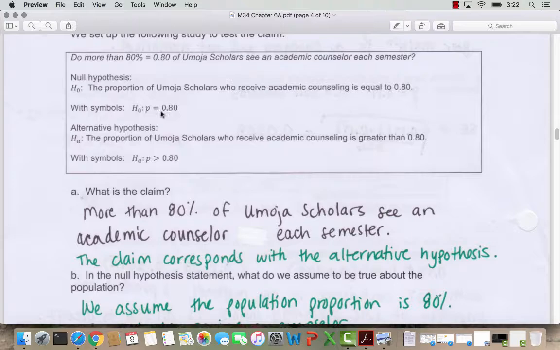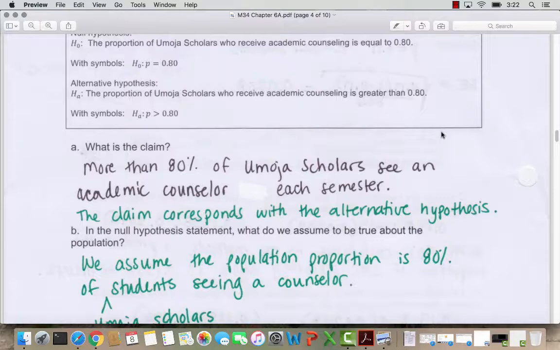The alternative hypothesis says the proportion of Umoja scholars who receive academic counseling is greater than 0.80. Or with symbols, we can say H sub A, for the alternative hypothesis, is that P is greater than 0.80. So what's the claim? Remember, the claim corresponds to the alternative hypothesis. So the claim here is that more than 80% of Umoja scholars see an academic counselor each semester.